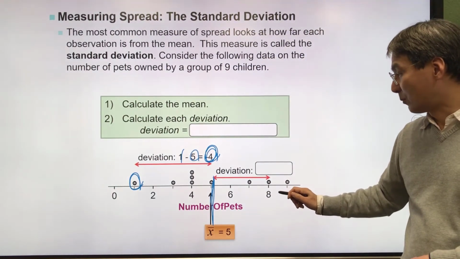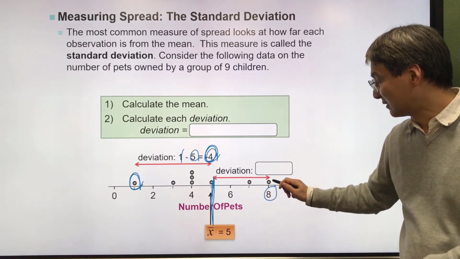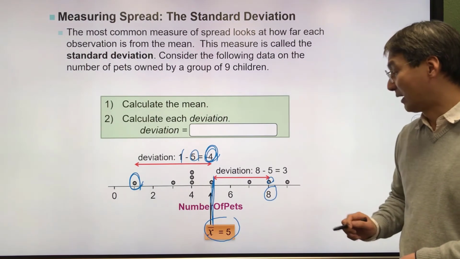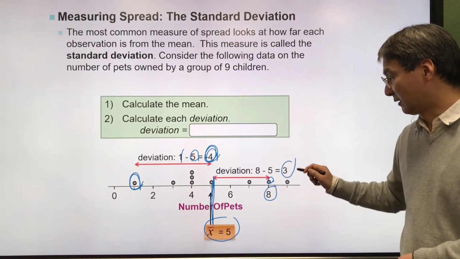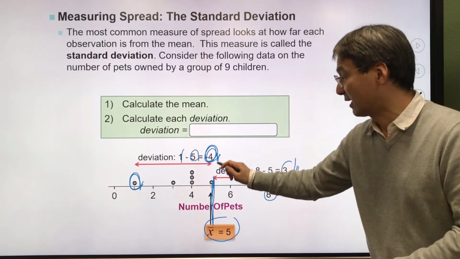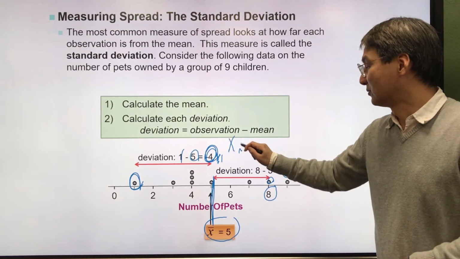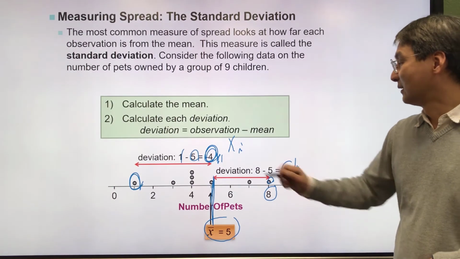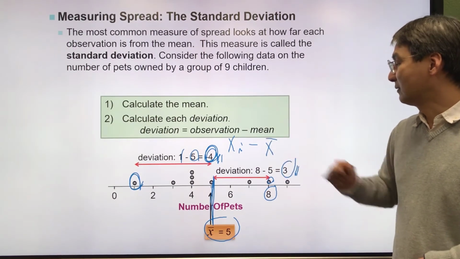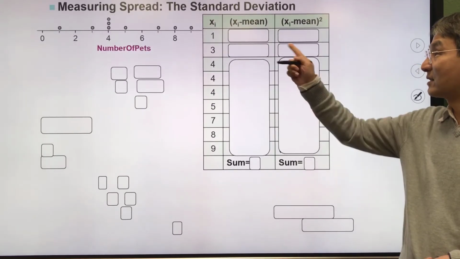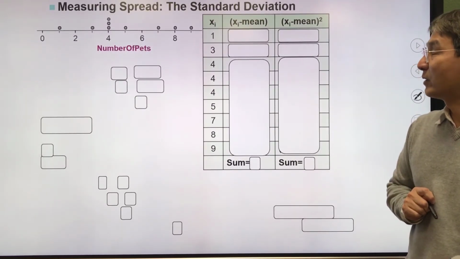Let's practice one more with data point 8. This is 8, and the sample mean is 5. So 8 minus 5 is 3. This is a positive deviation, and the other was a negative deviation. For an observation, we usually use xi minus the sample mean x bar. This is the deviation. So let's find the standard deviation with this data set.